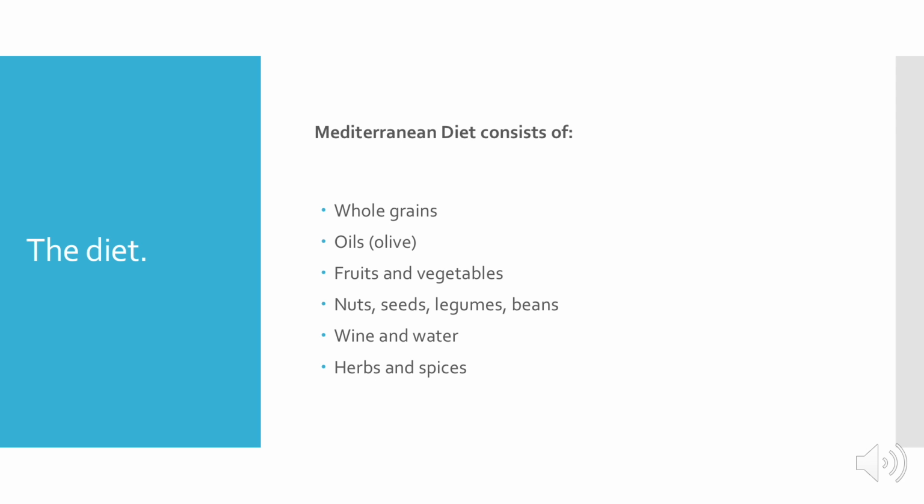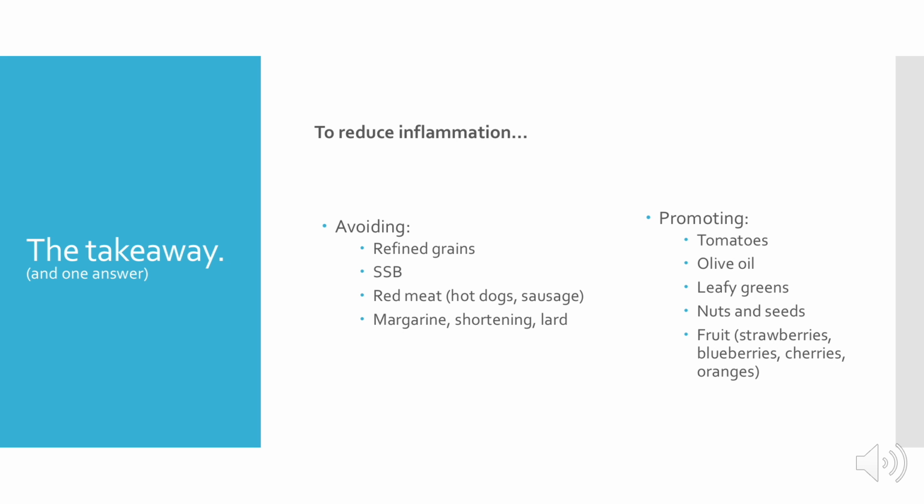So when we look into an anti-inflammatory diet, which would also likely help benefit people with OA, RA, or MS, we like to steer clear from processed foods like refined grains, SSBs, which are sugar-sweetened beverages, red meat like hot dogs and sausage, and margarine and shortening and lard, and overall everything on the left side of the screen is rather processed. So an anti-inflammatory diet is rather pure if you look on the right.